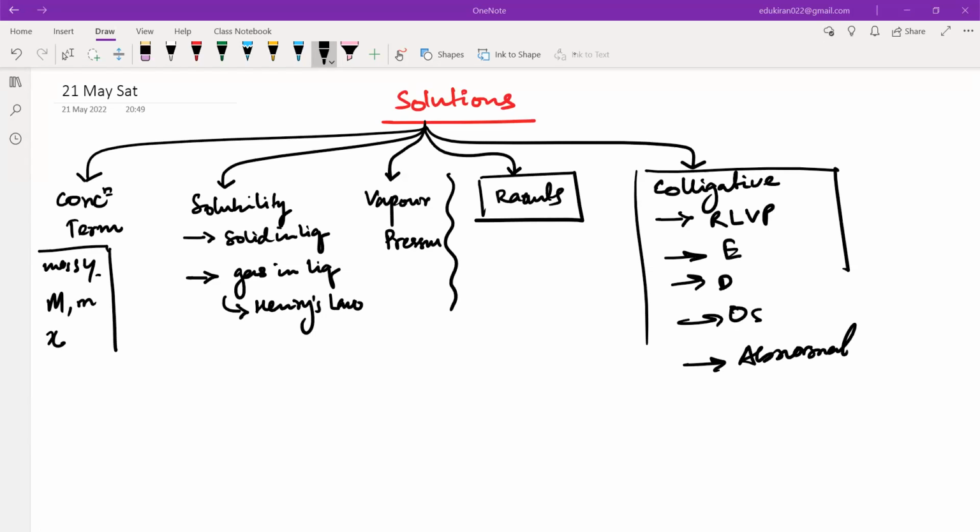Okay, Atif is asking one question. Yes, Atif, I will explain this question. ये तो हेनरीज लॉ का है ना? हाँ, हेनरीज लॉ का, ठीक है.